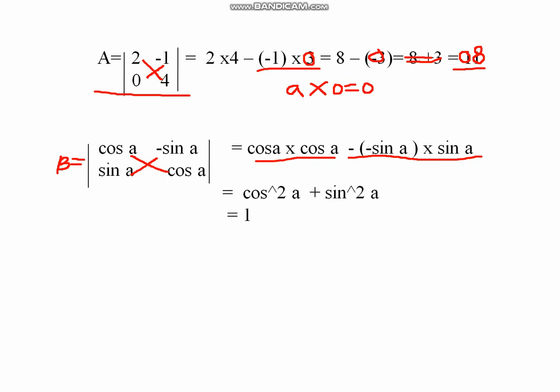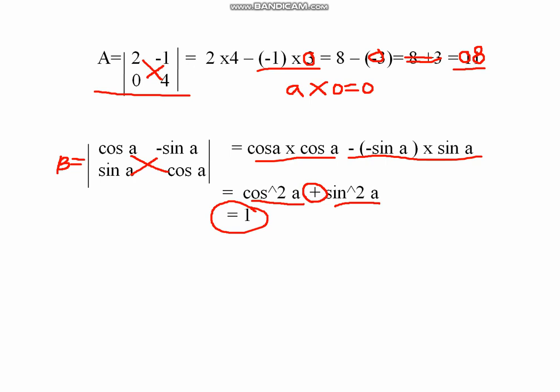This minus minus is plus here because of the product rule. If we multiply two negative numbers, the answer is always positive. And cos A into cos A is cos square A. Sin A into sin A is sin square A. And we know the property of trigonometric functions is that sin square theta plus cos square theta is always equal to 1. So here the determinant of this B matrix is equal to 1.